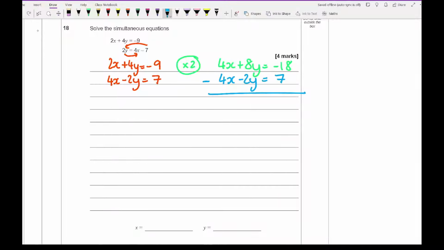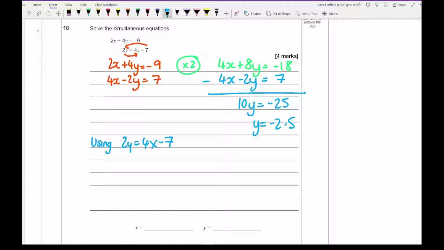So taking away the two equations, what I end up with is 10y equals, and minus 18 minus 7 is going to give me minus 25. So y equals minus 2.5. So then using one of the equations, and you go for the easiest one, it doesn't really matter which one, so let's go for 2y equals 4x minus 7.